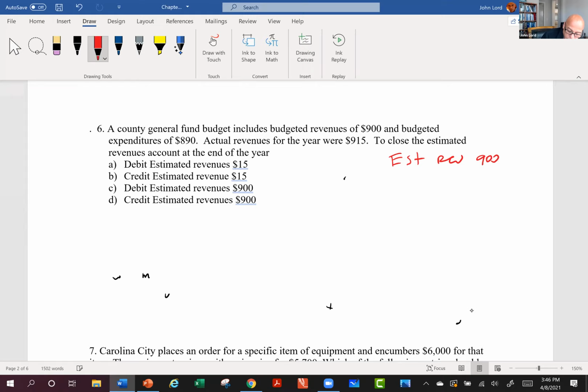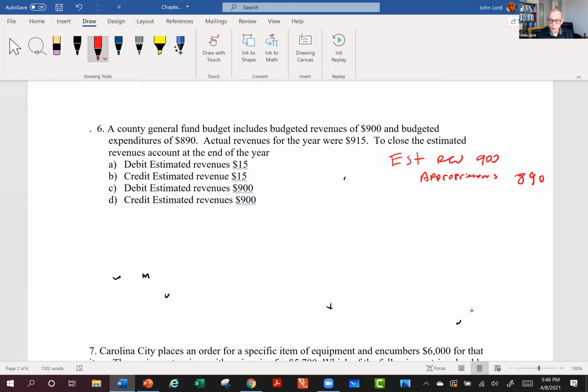Very good for 900. And then what? Credit. Appropriation for 890. Credit appropriation. Don't call it estimated expenditures, guys. Don't fall into that trap. Even though they called it budgeted expenditure, the correct term is one of the terms you've got to be using correctly. It's appropriation of 890. Good.